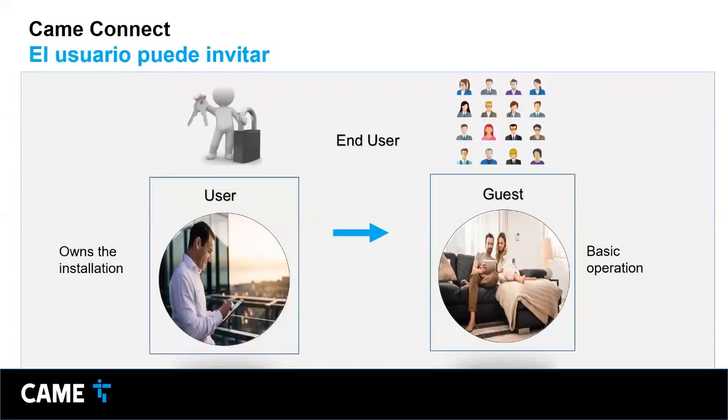So the owner sends invitations to other people. Again, I am the installer. I install the gate operator. I transfer the installation to Mr. Owner, and Mr. Owner has 10 people in his house and wants all 10 people accessing the tool. What he can do is send invitations to these people, the guests. These guests will be able to use the tool, but only to open and close the gate. That's it. They won't have any other access.